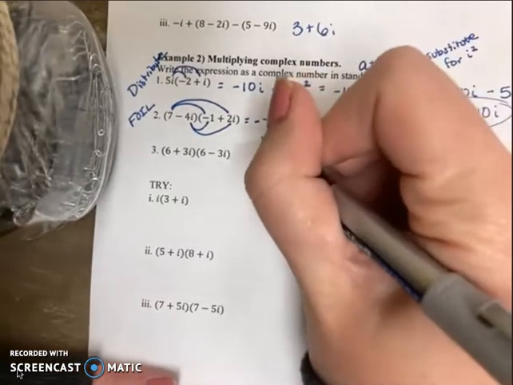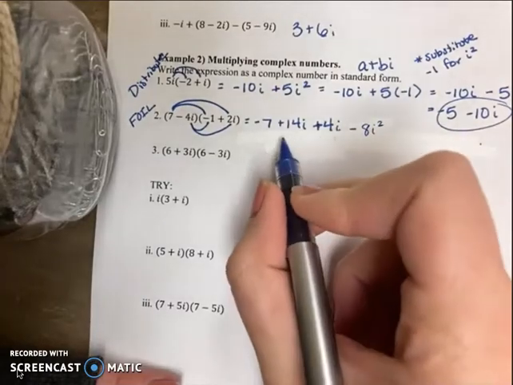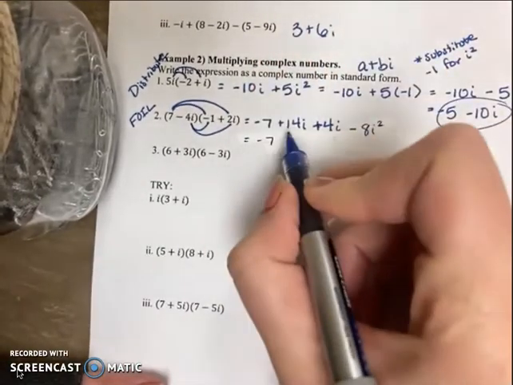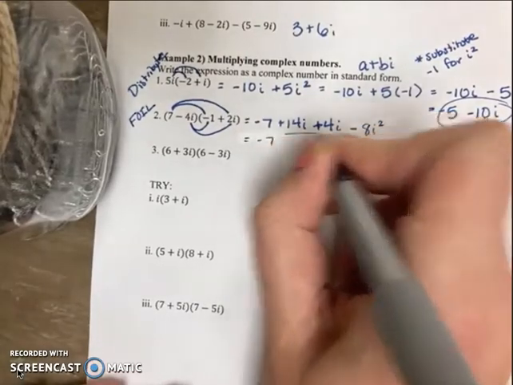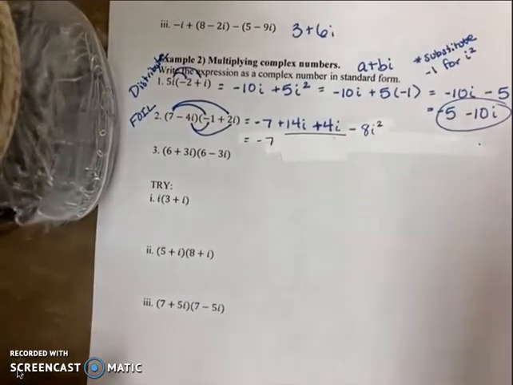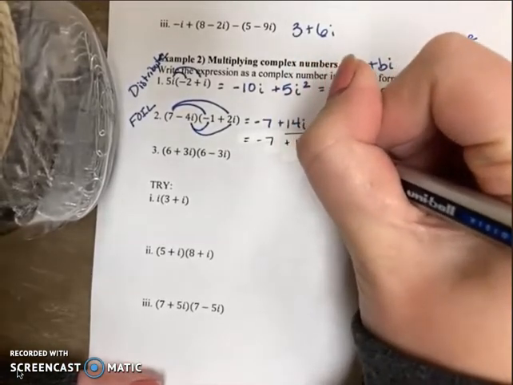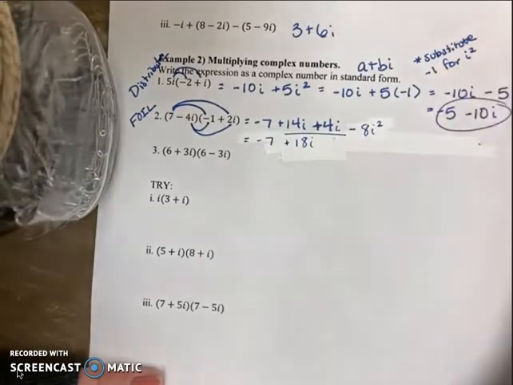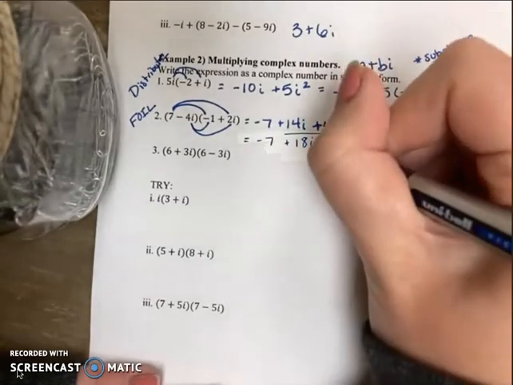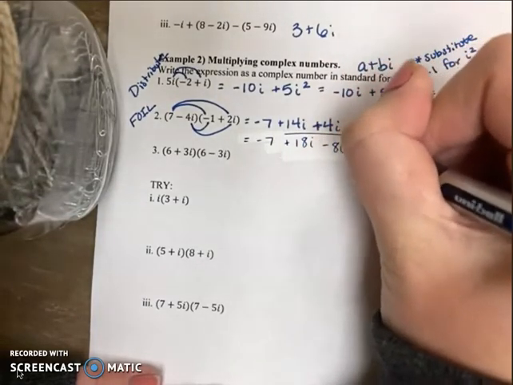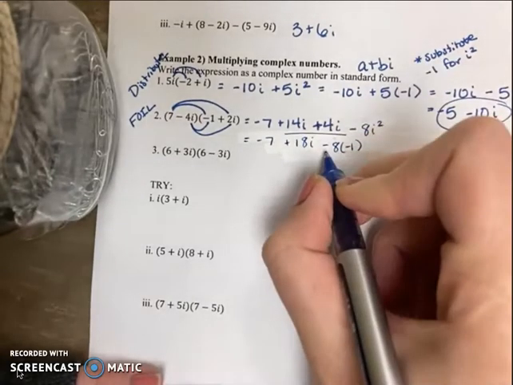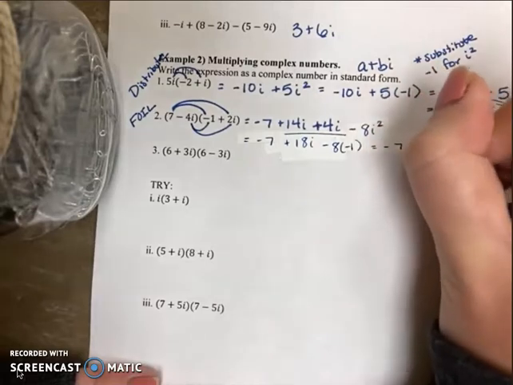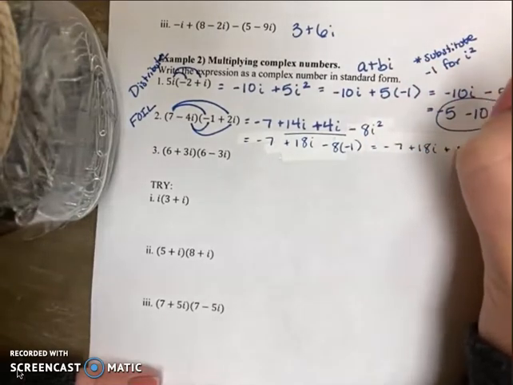Okay? So now what I need to do is clean this up a little bit. That gives me a negative 7, 14i plus 4i. These are like terms, so I can combine those. That would give me plus 18i. And then here I have an i squared. Remember, we can substitute in a negative 1 for the i squared, so I have negative 8 times negative 1. Well, negative 8 times negative 1 becomes a plus 8. So really, I have negative 7 plus 18i plus 8.